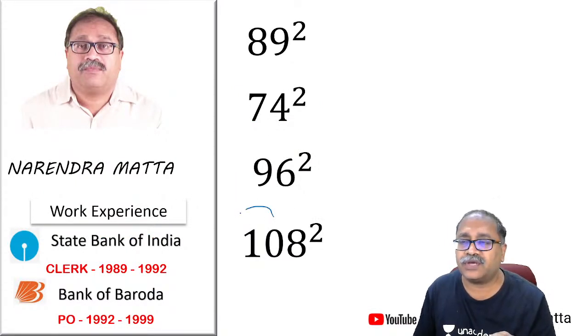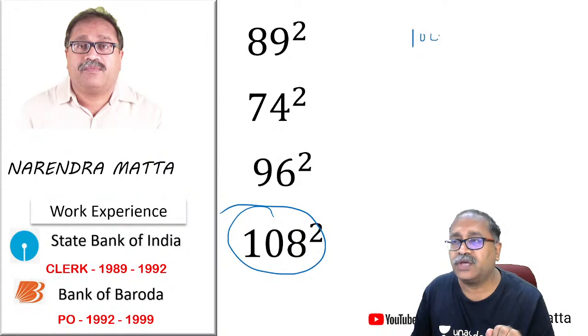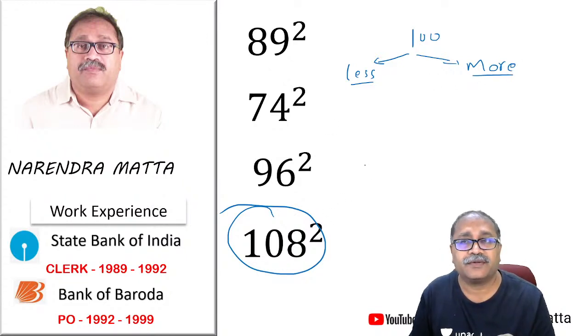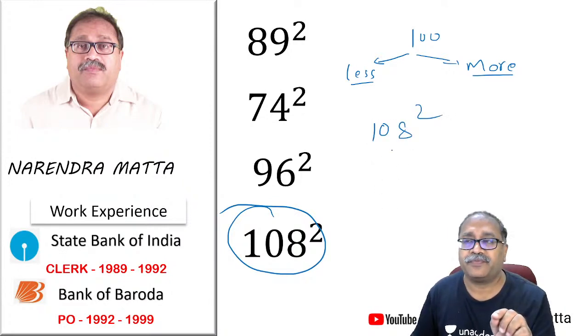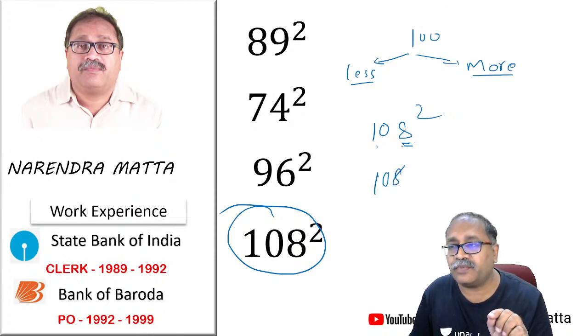Now I wanted to share how to find 108 square. There are numbers with base 100: numbers which are less than 100, and numbers which are more than 100. So how do you find the square of the number 108? For 108, there is a very simple method. This is 8 more than 100. Then 100 plus 8 is 108, followed by 8 square, which is 64. That's all.